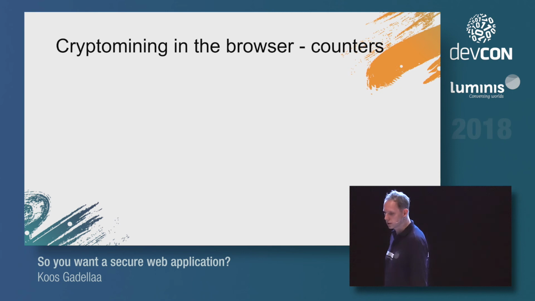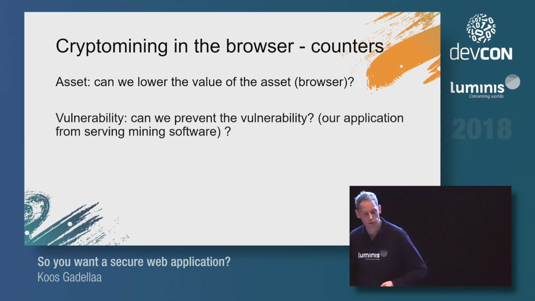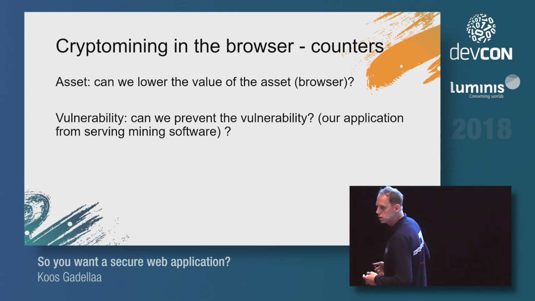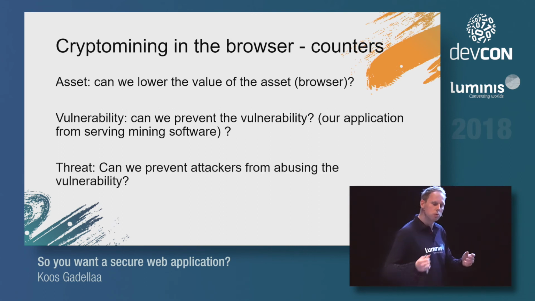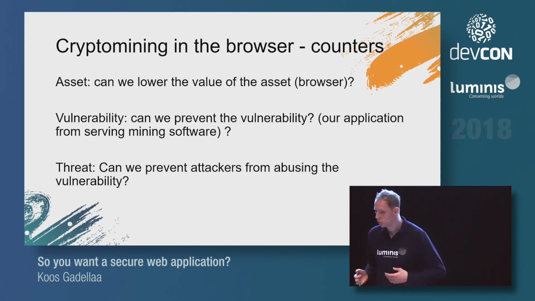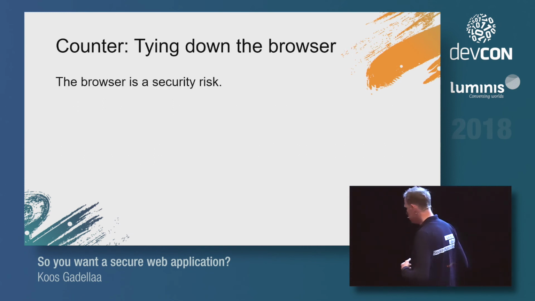So how can we counter this? Well, I just said a countermeasure is either a reduction in assets, so can we lower the value of the browser somehow? Or can we prevent the vulnerability? Can we make sure that our application no longer serves mining software? Can we prevent attackers from abusing this vulnerability? Well, some of that, of course, is something we can do because that's simply our application. What we can also do is start tying down the browser. Now, the browser is always considered to be a security risk.